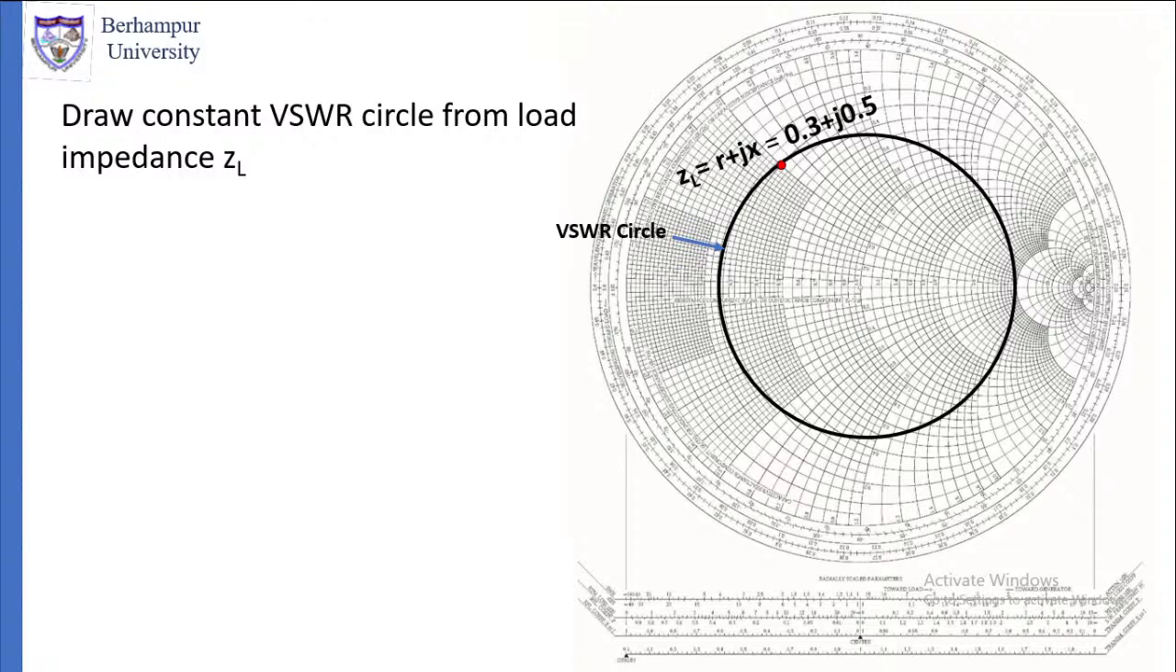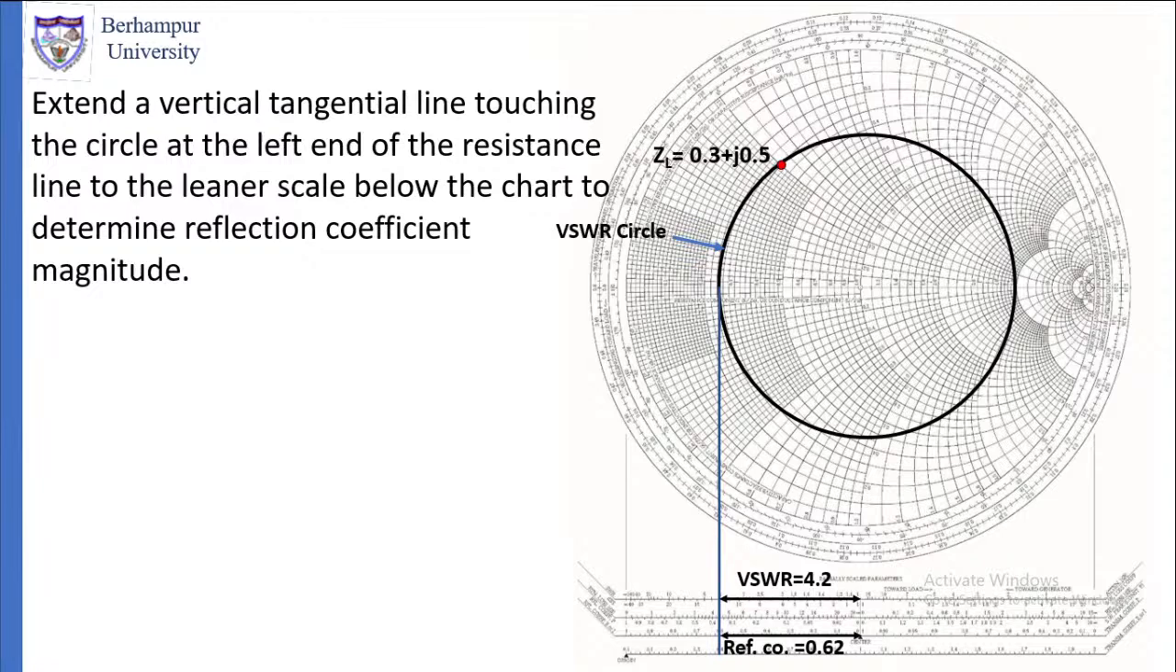And now locate the point at which this circle is meeting the horizontal axis on the right hand side. That is the VSWR. Either do that or locate the point at which it is meeting the horizontal line at the left hand side. From that point, drop a perpendicular to the scale which is below the Smith chart. That perpendicular will give us the VSWR, that will be 4.2, and it will give us the reflection coefficient which is 0.6.